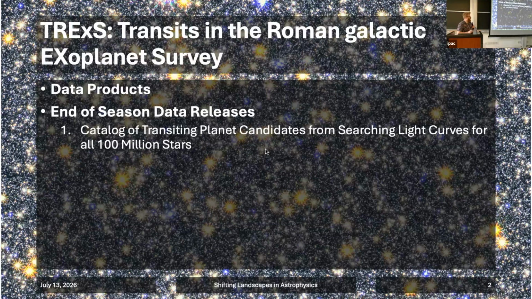One is to produce a catalog of transiting planet candidates by searching all 100 million stars or so that we expect. We're preparing for 100 million. Real numbers probably closer to 50 million or so.